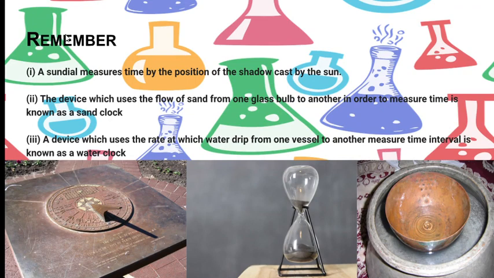The device which uses the flow of sand from one glass bulb to another in order to measure time is known as a sand clock. The device which uses the rate at which water drips from one vessel to another to measure time intervals is known as a water clock.